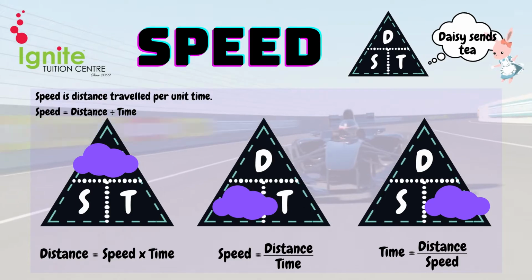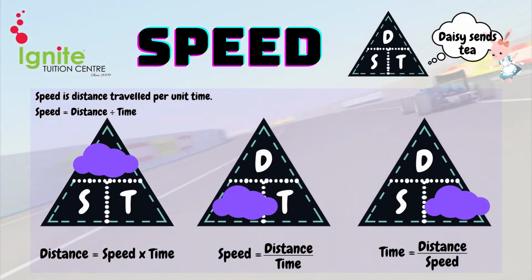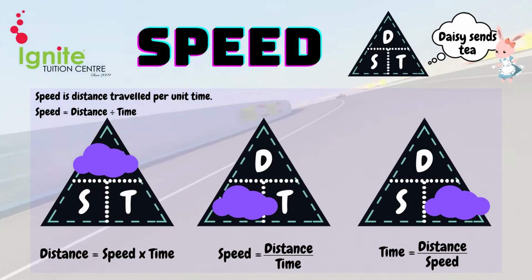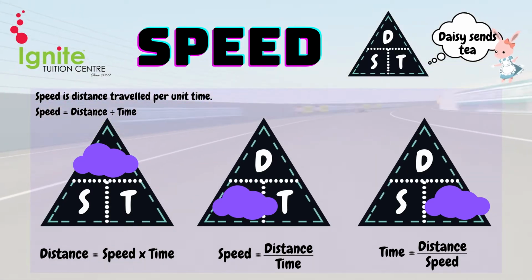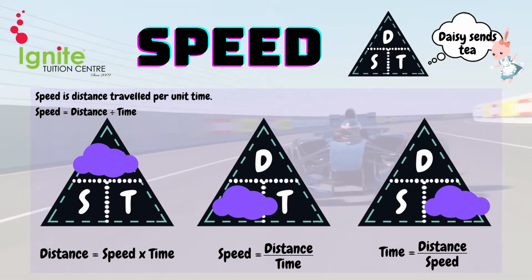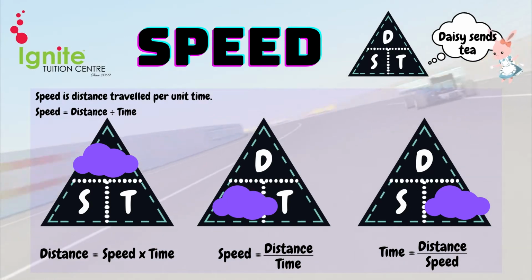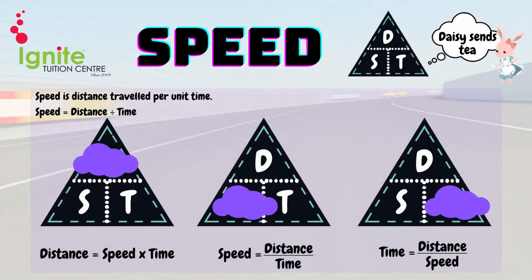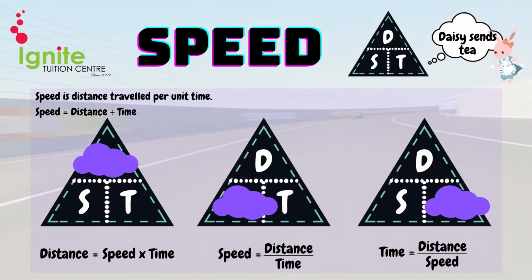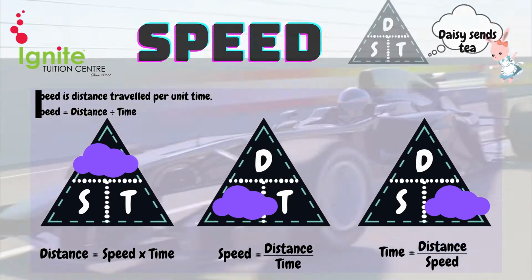When we want to find distance, we cover that part of the pyramid and we will be able to see that it is equal to speed times time. When we want to find speed, we cover that part of the pyramid and we will be able to see that it is equal to distance divided by time. Lastly, when we want to find time, we do the same thing and we'll be able to see that it is equal to distance divided by speed.